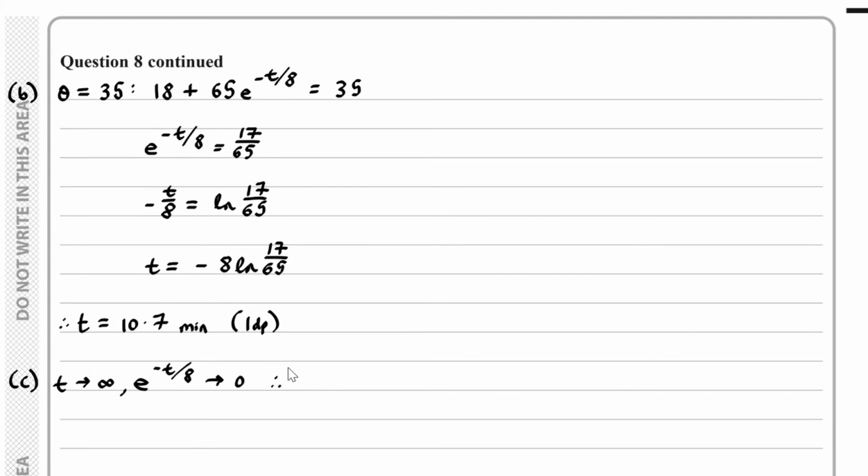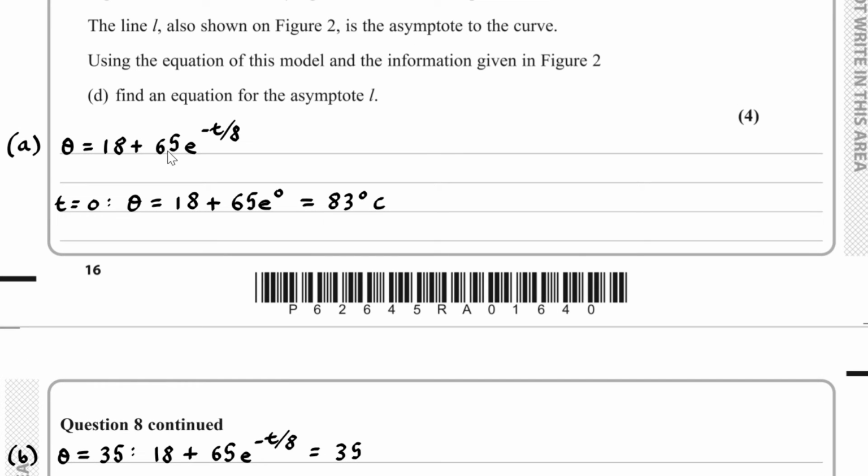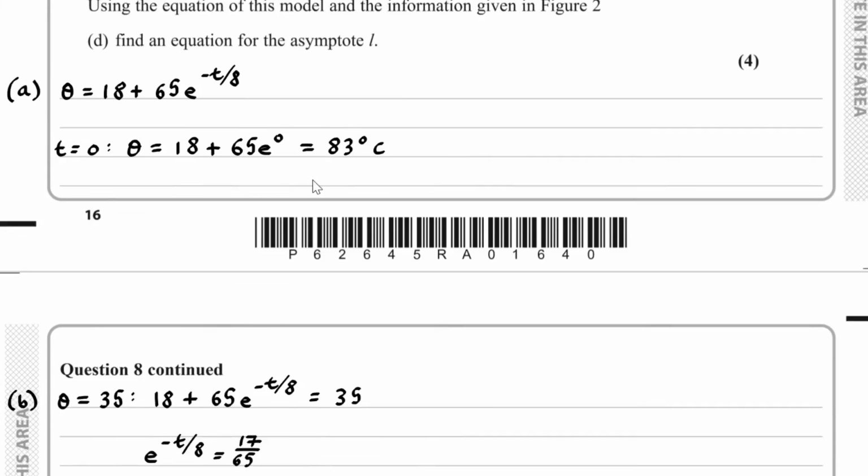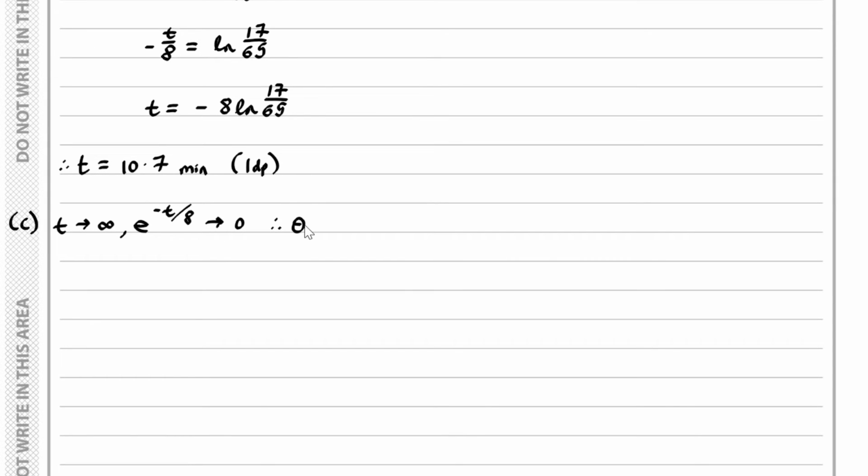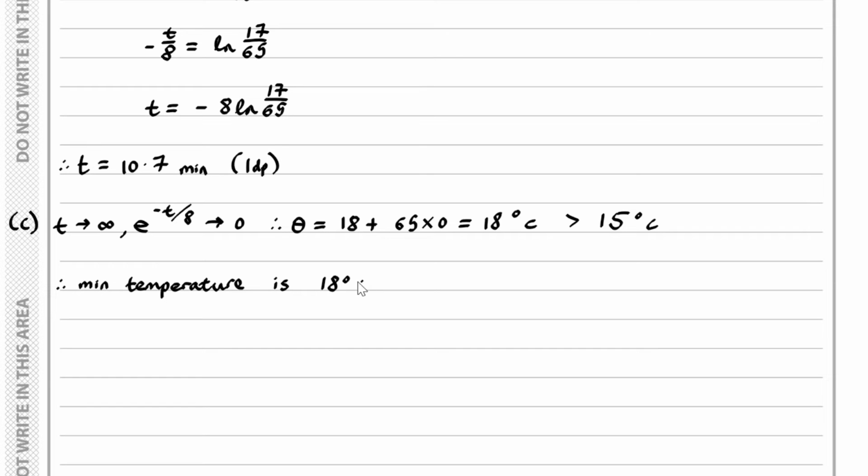And therefore, if we use our model, we have 18 plus 65 times 0. So here, theta will equal 18 plus 65 times 0, which is 18. So we have 18 degrees C, which is greater than the 15 degrees C. So therefore, the minimum temperature is 18 degrees C. So let's just write this down. The minimum temperature is 18 degrees C.